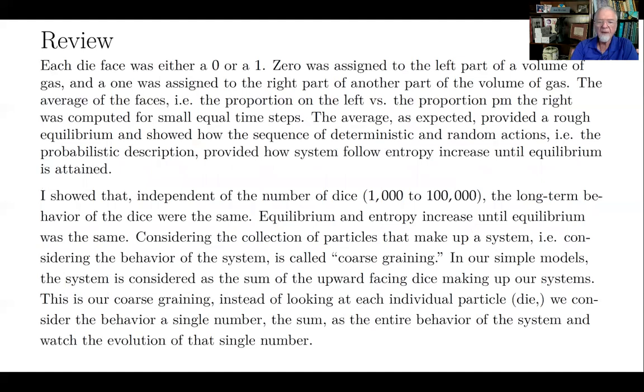So each die face, instead of being the usual 1 to 6, was either a 0 or a 1. 0 was assigned to the left part of a volume of gas, and the 1 was assigned to the right part of another volume of gas.